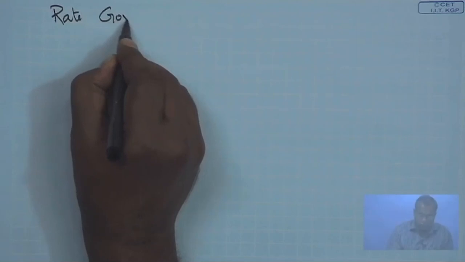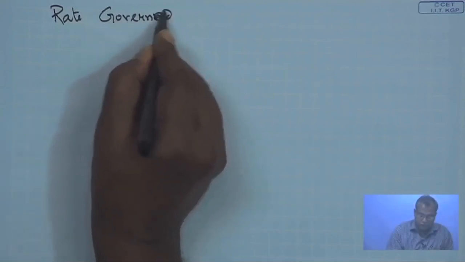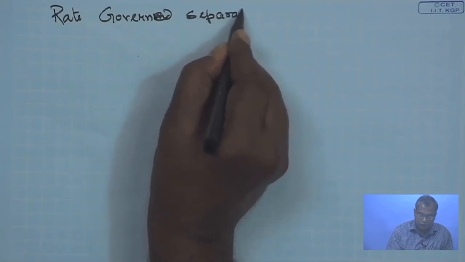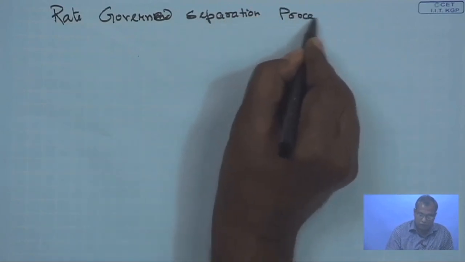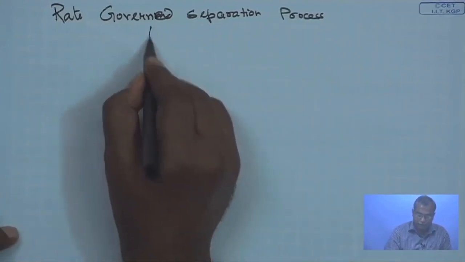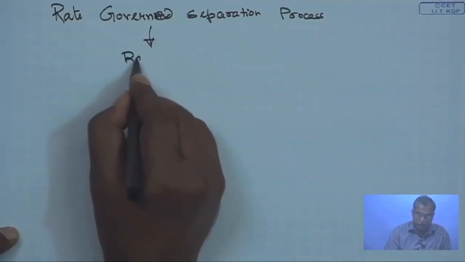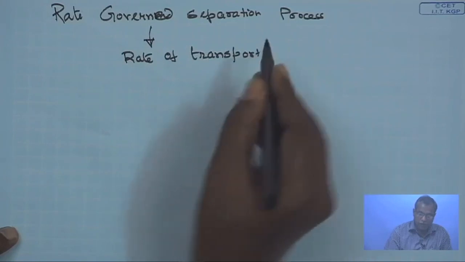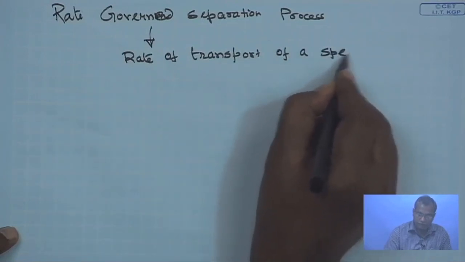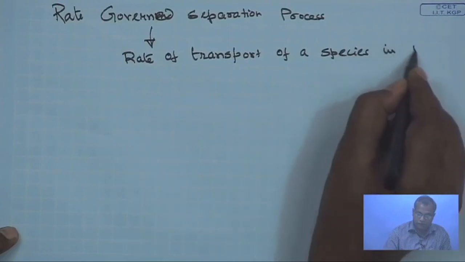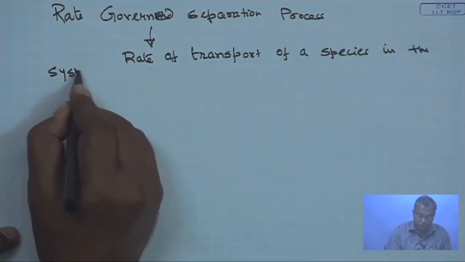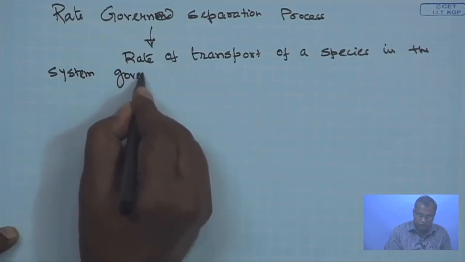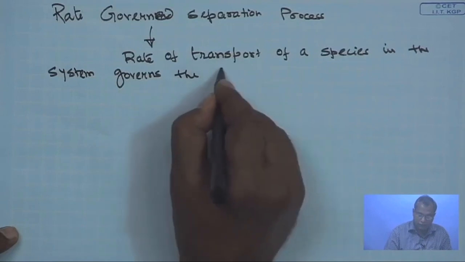Now, let us see what the rate governed separation processes are. The rate governed separation processes are basically those processes where the rate of transport of a species in the system governs the extent of separation.